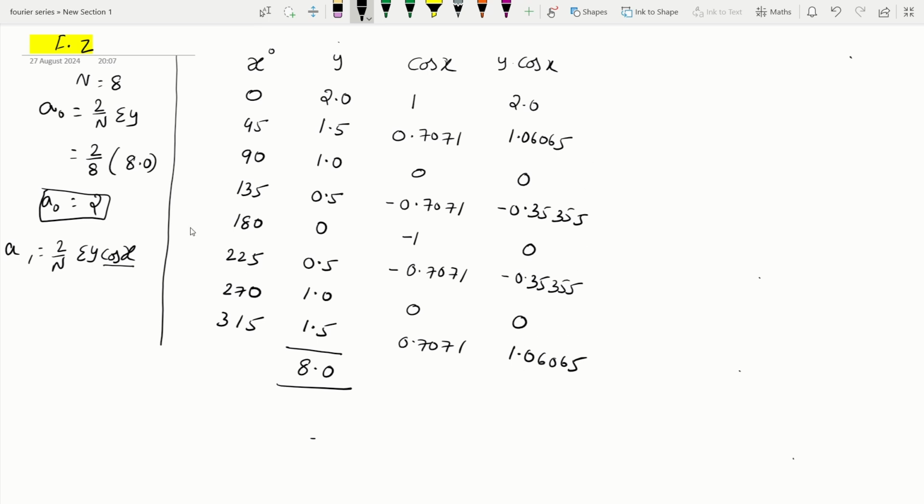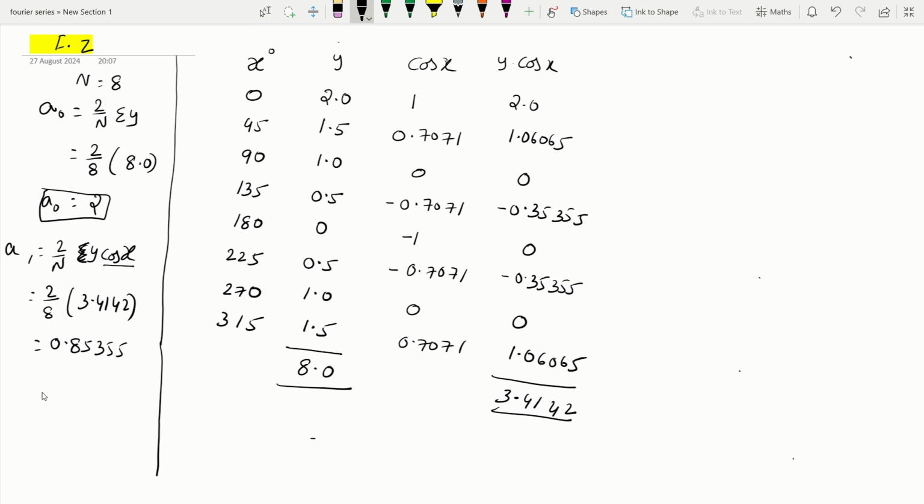I calculated the y into cos x column. Summation y cos x means the sum of all these values. Feed that into your calculator and you get the sum as 3.4142. Simultaneously I calculate the value of A1. The N value we already know is 8. So 2 by 8 into 3.4142, and the A1 answer I got is 0.85355.